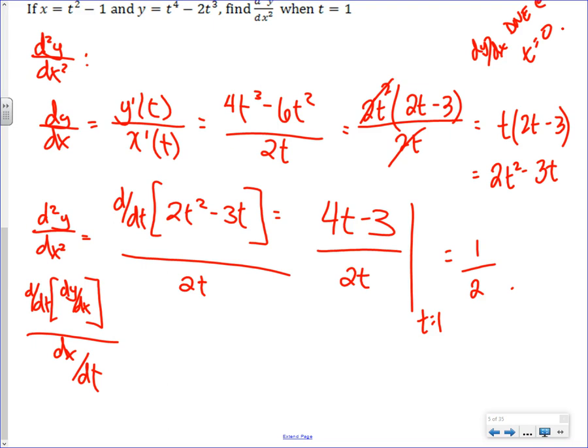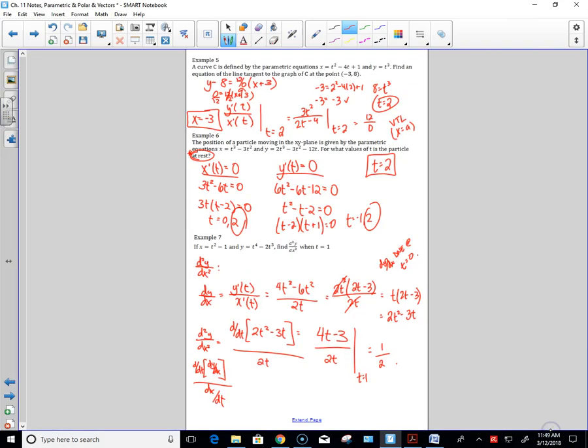Kyle, what was your question before I change this line? Because that's what we solved for up here, and that was our 2t squared minus 3t. Oh, got it. Don't know why my board's being done, but it officially is, so that's good. Okay.